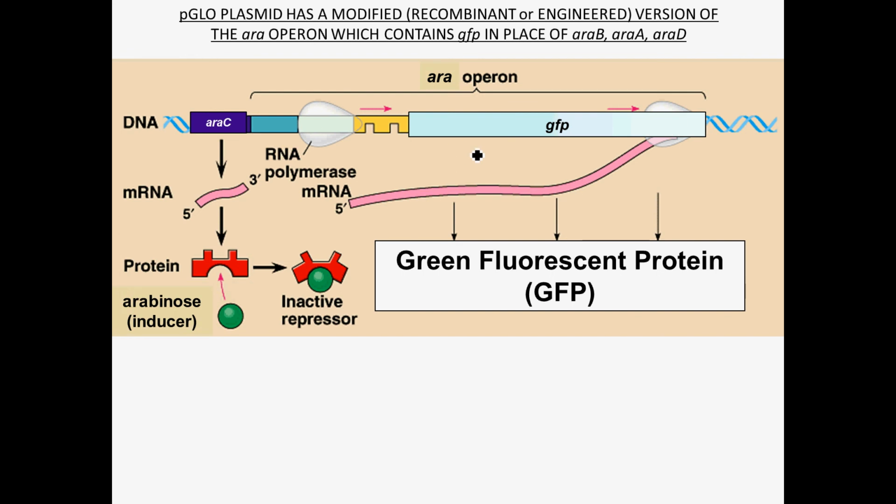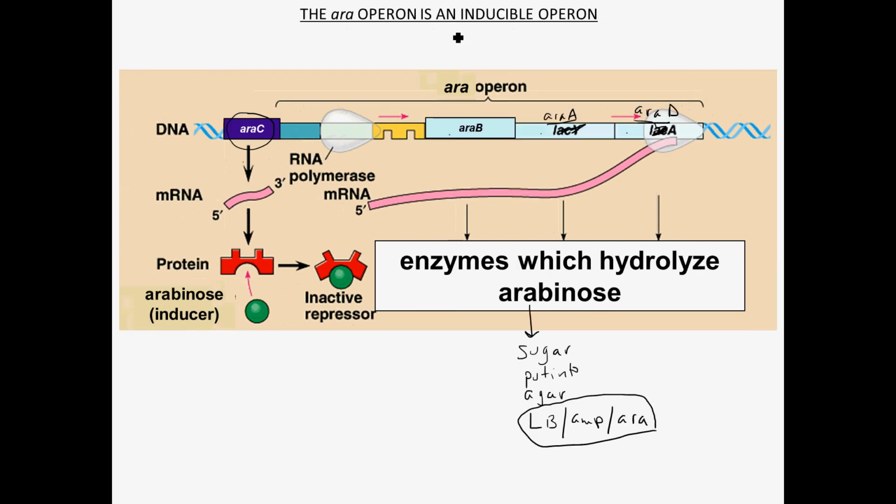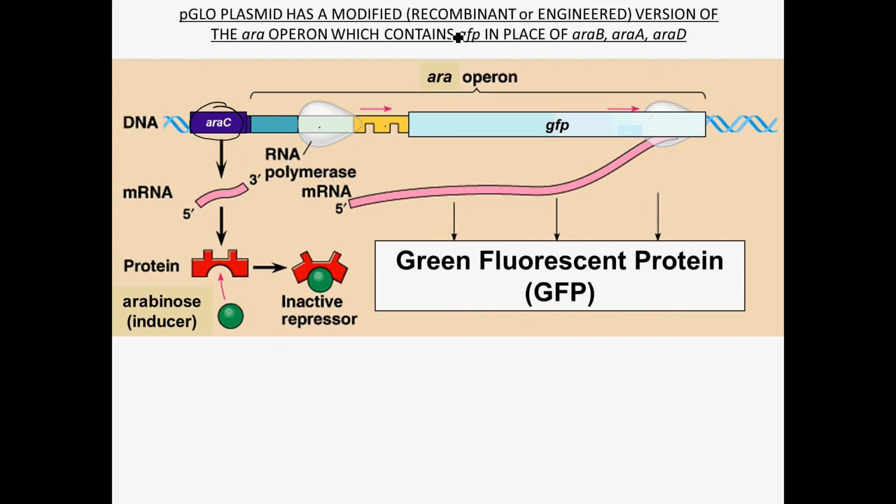So what we did is we kept the ARA-C in the plasmid. You keep the PBAD promoter, you keep the operator right here, and then we took out the genes ARA-B, ARA-A, and ARA-D there, and replaced them with this GFP sequence.